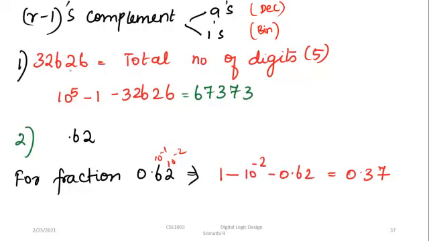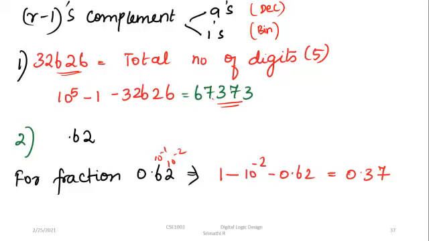So 3 2 6 6 2 6, I'm taking the same number only. How many digits am I having? Total number of digits is 5. If I need to take the 9's complement, it is 10 power 5, minus 1, since it's the 9's complement, minus the given number. So this is the answer.